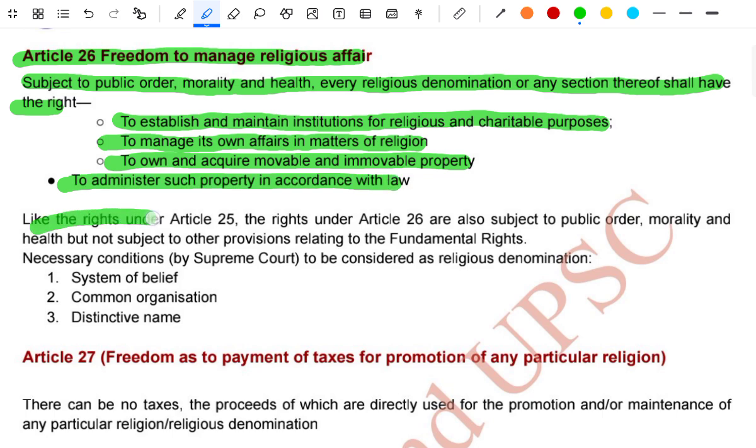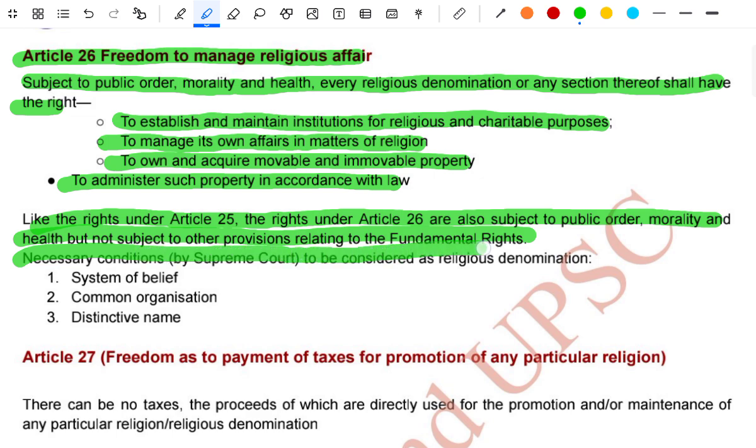Like the right under Article 25, the right under Article 26 is also subject to public order, morality, and health, and not subject to the other provisions relating to fundamental rights. The necessary conditions laid down by the Supreme Court for being considered a religious denomination: first, a system of belief; second, a common organization; third, a distinctive name.